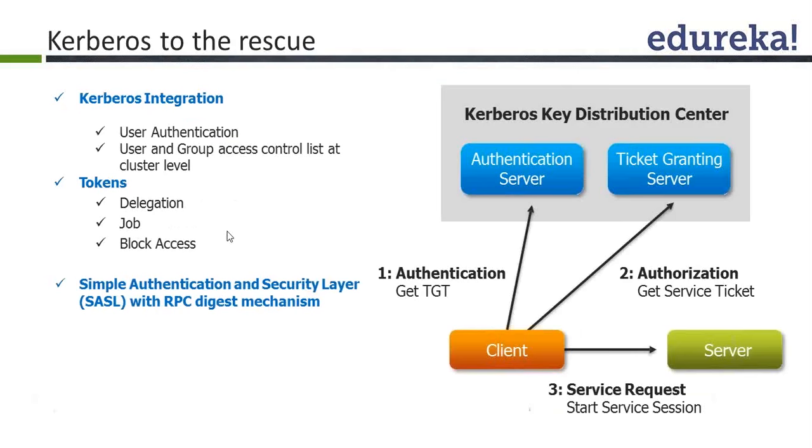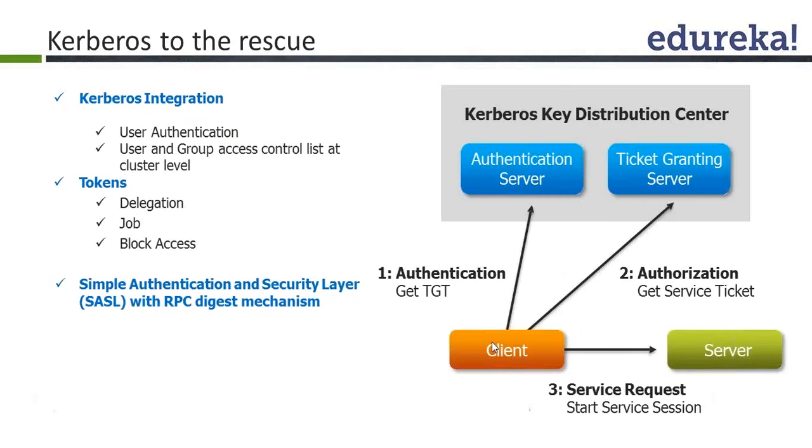Okay. Now here the tokens are what is used. Okay, instead of sending in the passwords, tokens are primarily used. So delegation between the client machine, okay, the job, is between your job tracker and your task trackers, right? And the job token and the block tokens will be between your name node and the data nodes.